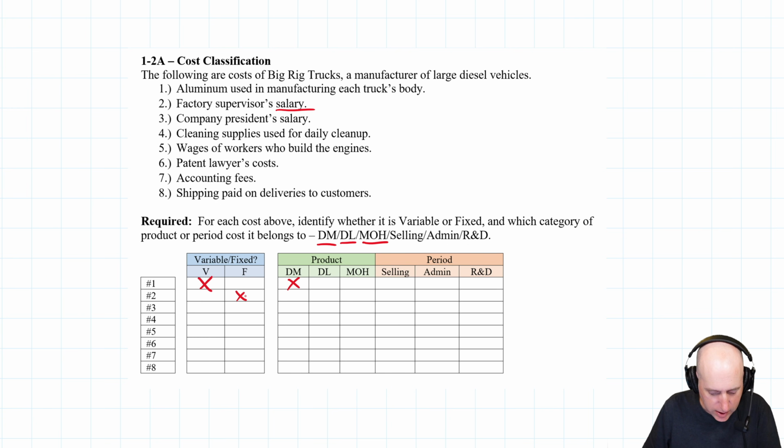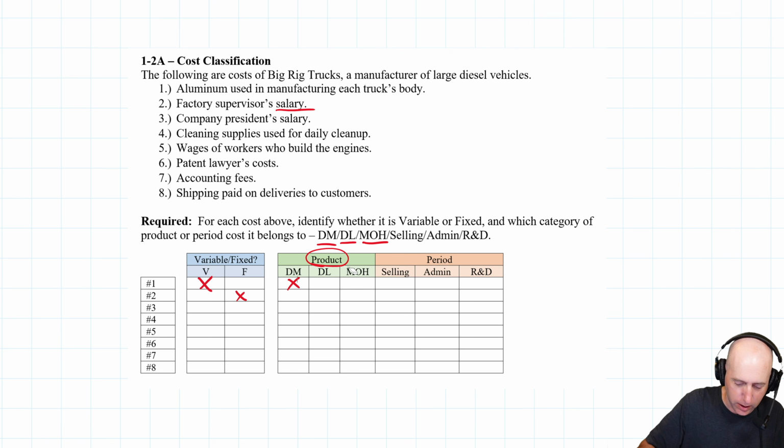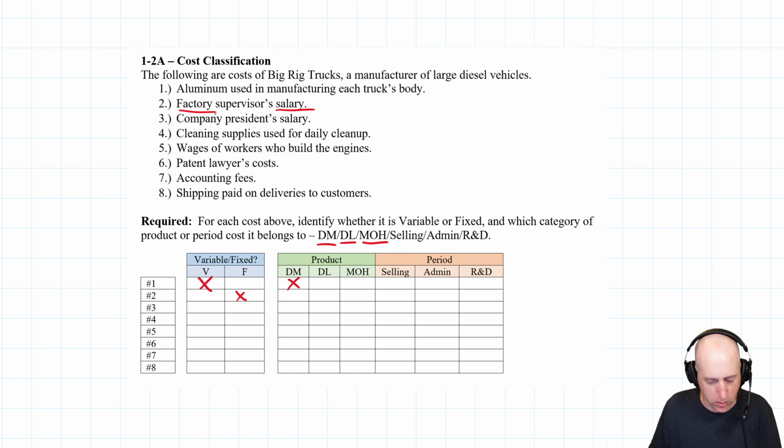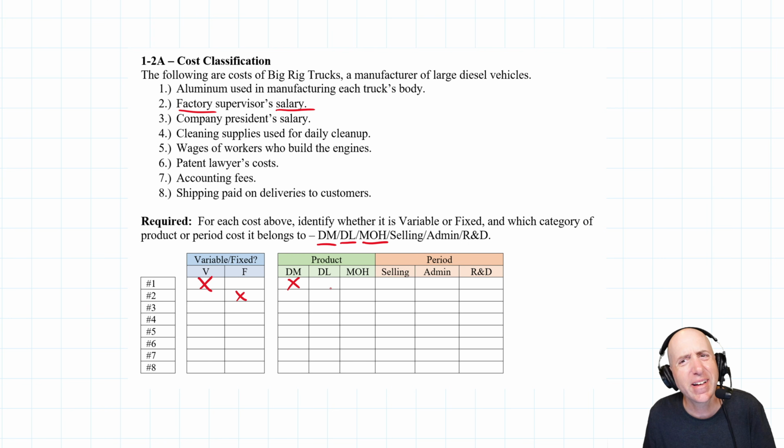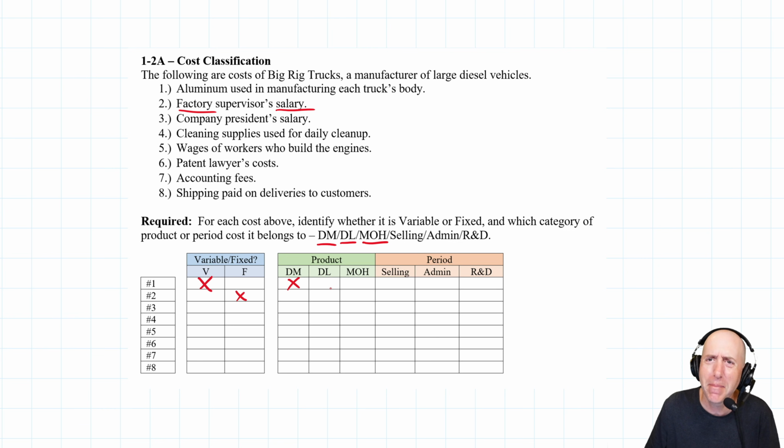Product or period? Well, did it happen in the factory? You'll hear me ask that question a lot. If it happened in the factory, assume product. If it happened outside of the factory, assume period. The factory supervisor salary happened in the factory, so we assume product. Is it material? No. Is it labor? Well, kinda. Is it overhead? Maybe. Let's debate and discuss.